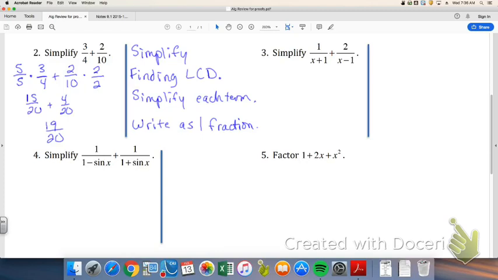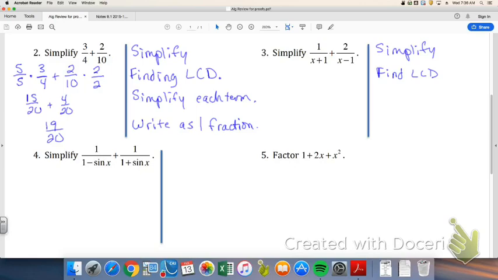So now, is it going to be very much different when I move over to number 3? Is that really any different? Now we need to simplify 1/x plus 1 plus 2/x minus 1. Okay, so I need to simplify. So in order to simplify, what do I need to find? Least common denominator. What is my least common denominator going to be? Good. X plus 1 times x minus 1.